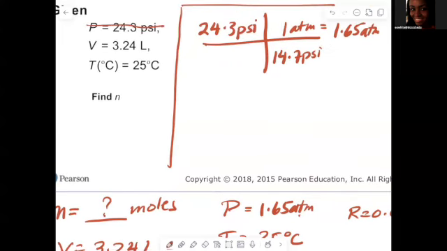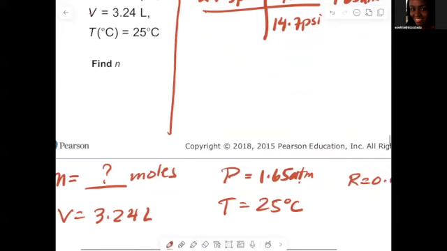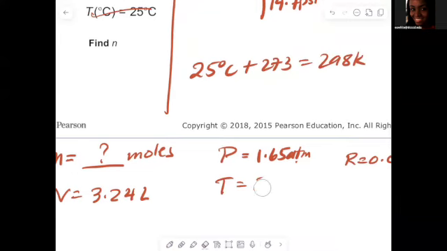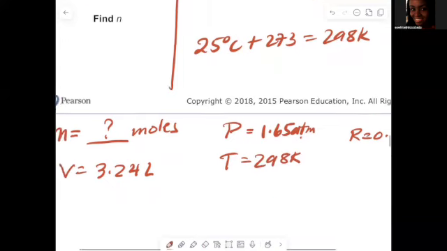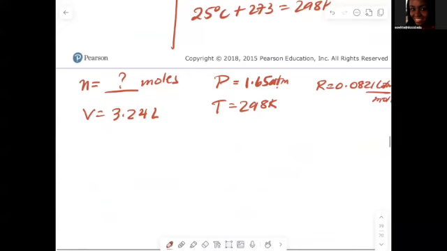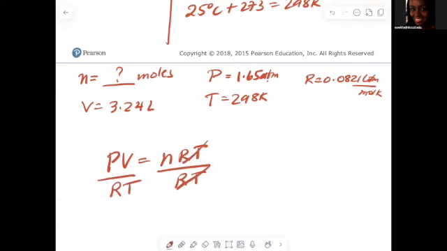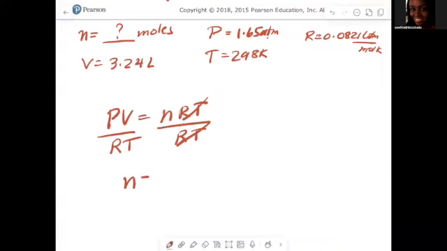Volume is fine. I don't have to convert that. Temperature from 25 degrees Celsius, I have to add 273 to get 298 Kelvin. So go back down here and replace that with 298 Kelvin. Okay. We're looking for number of moles. So our equation is going to be PV equal nRT. Divide both sides by RT to get the moles by itself. And I'm going to flip this over so it says number of moles is PV over RT.